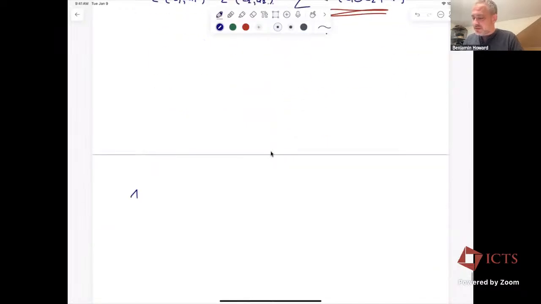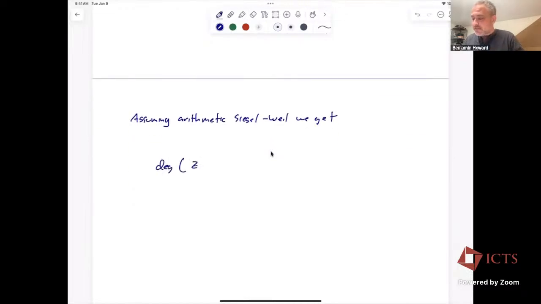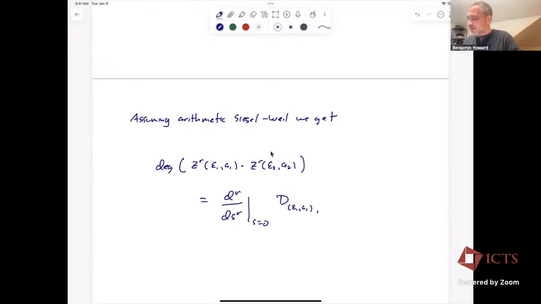So assuming arithmetic Siegel-Weil, we get that the degree, if I take any two of these special cycles in middle codimension and intersect them, I'm going to get the arithmetic derivative at s equals 0 of the corresponding double Fourier coefficient of the doubling kernel. Assuming arithmetic Siegel-Weil.